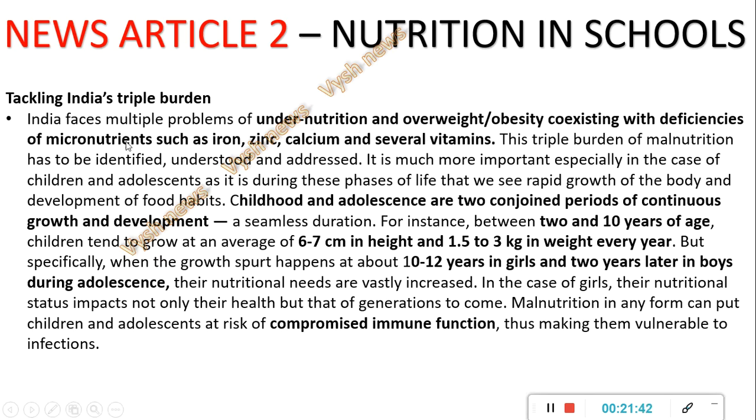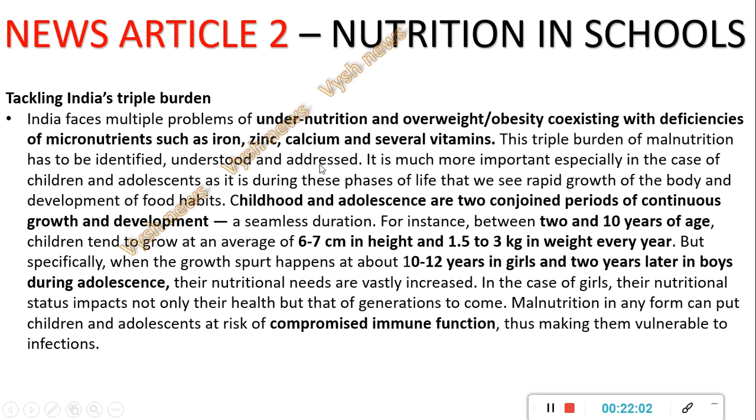Then there is deficiency in micronutrients, which we even call hidden hunger, meaning you're getting the food, all people are getting the food, but the food does not have nutrients like iron, zinc, calcium, vitamins. These are the micronutrients, which can be a question framing possibility in UPSC prelims. So these are the three things which are the triple burden. Now we have to fight against it.